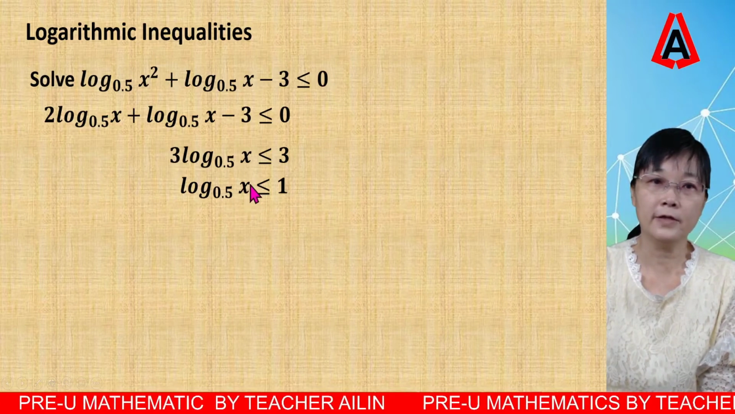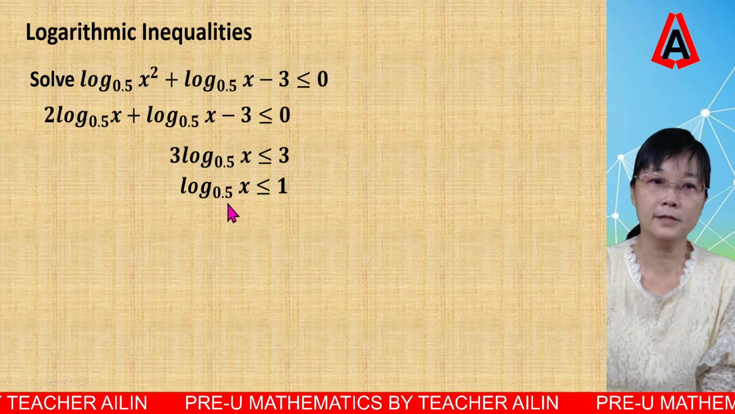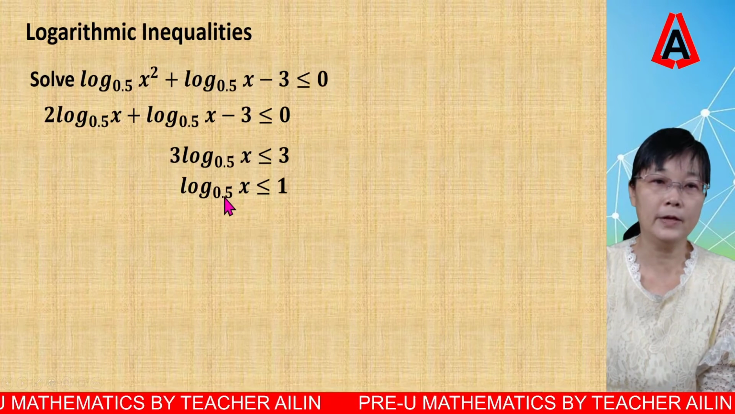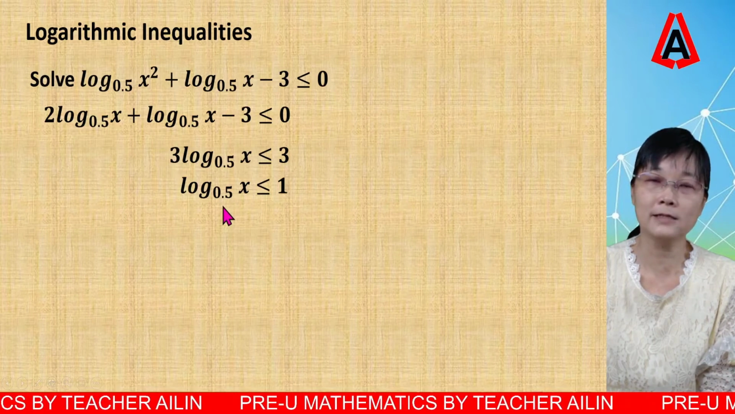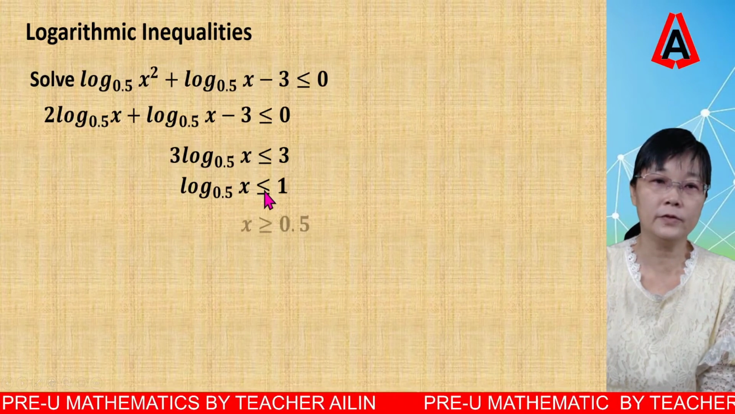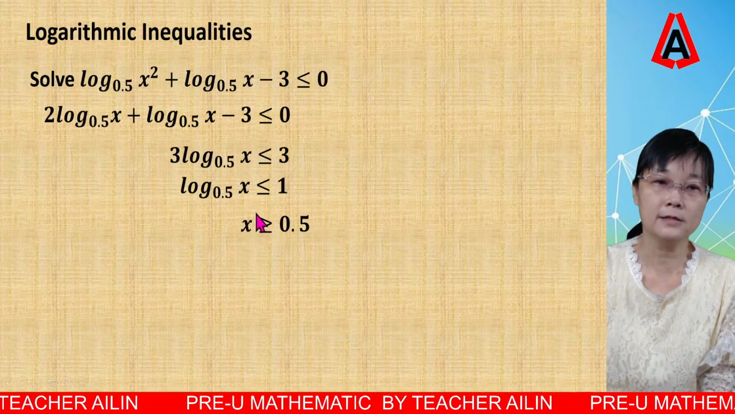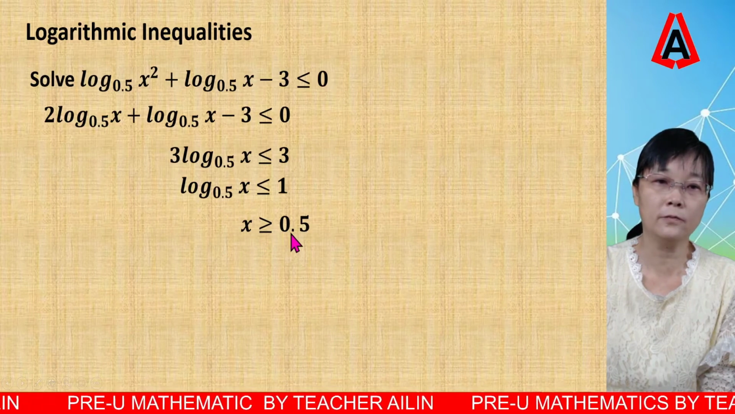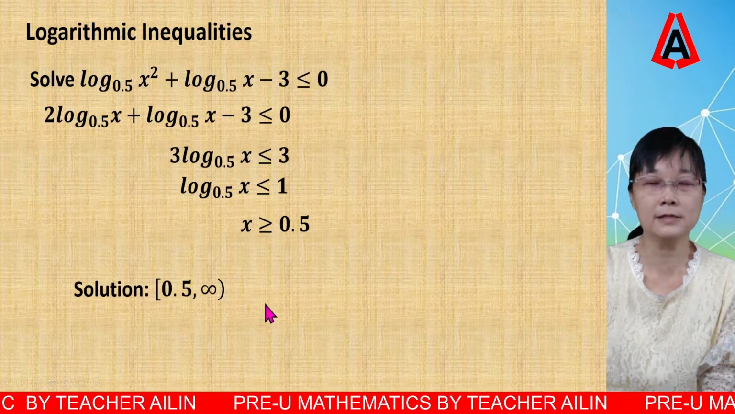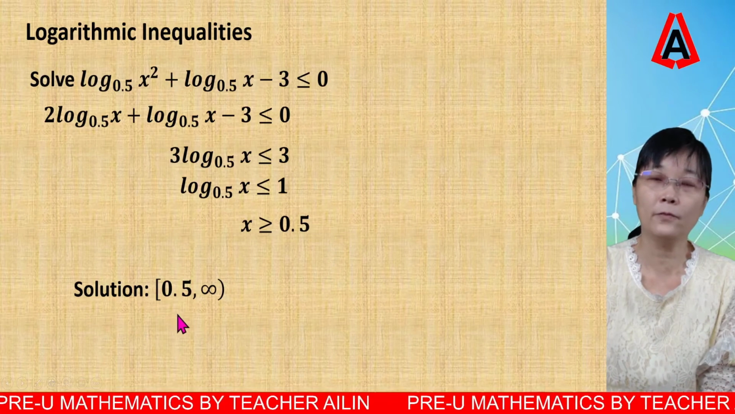To find the range of values of x, I need to shift the base of the logarithm here to the right hand side, becomes the base of the exponent. Now since the base is 0.5 which is less than 1, so when I shift, then the inequality here should be changed to greater than or equal to. So then I get x is greater than or equal to 0.5 power 1. So therefore, the final solution for this inequality is x is greater than or equal to 0.5.